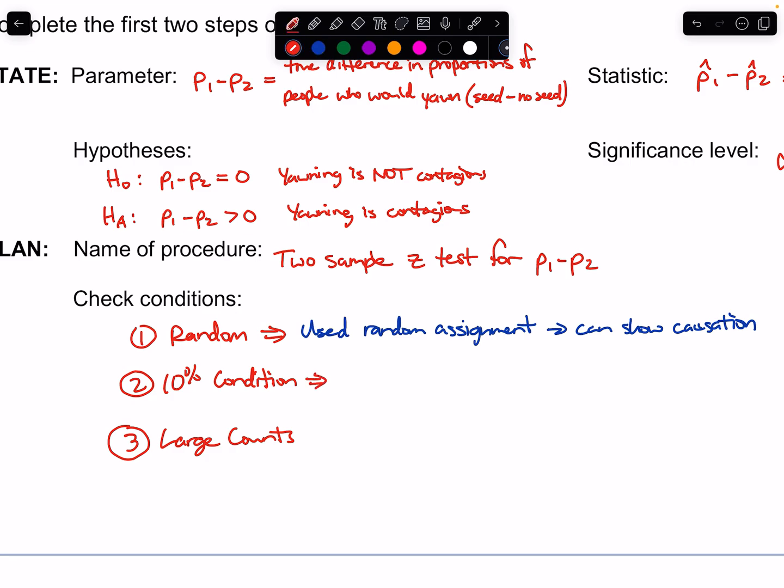The 10% condition, in this particular case, there was no sampling here, so we don't need to check this, because I didn't take a sample of just the 50 people.